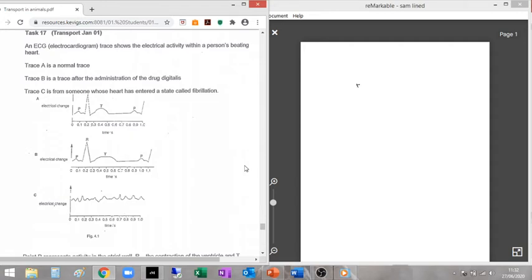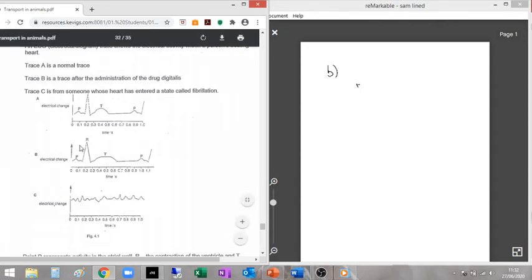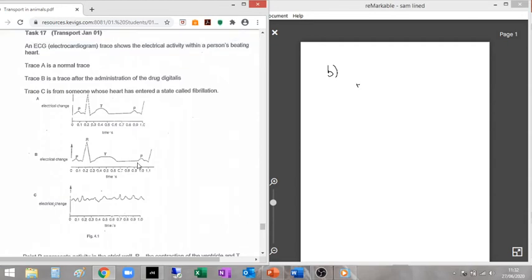What we're looking for for B: if you look at the entire cycle from P to P, it's now longer, isn't it, by about 0.1 of a second? So that is definitely worth a mark. That's to say what you see. So: lengthen cycle by 0.1 seconds. But if you put there are fewer heartbeats per minute, or it's a slower heart rate, that means the same thing, so you're going to get credit there.